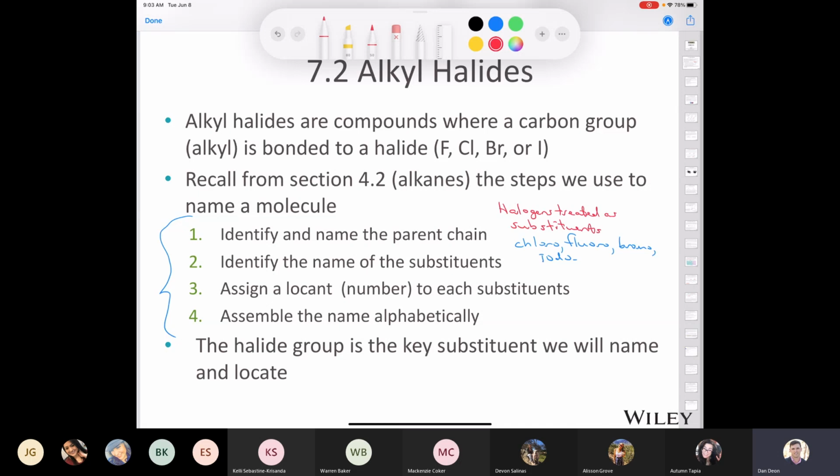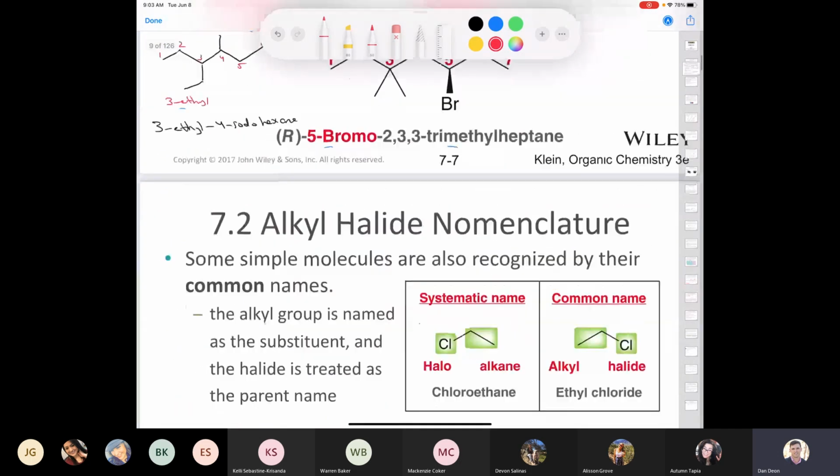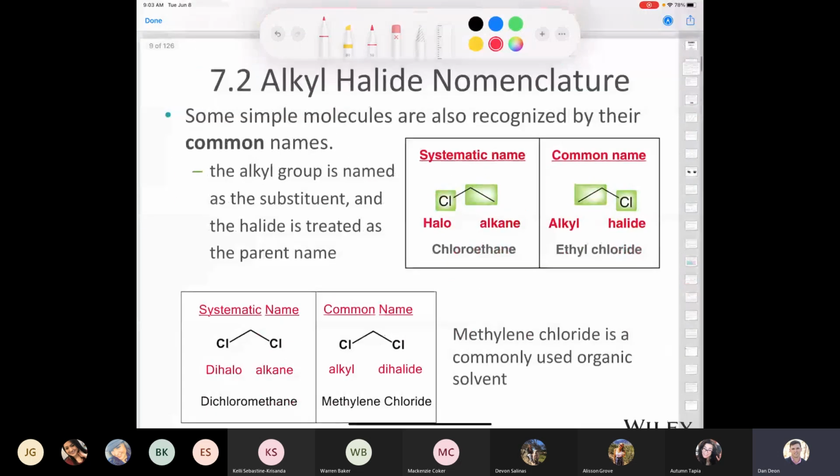Okay, they don't take any order, any special order like an alcohol or something like that. Okay, there we go. So how do we put these alkyl halides together? Well, there's a couple of ways that are recognized to name alkyl halides.